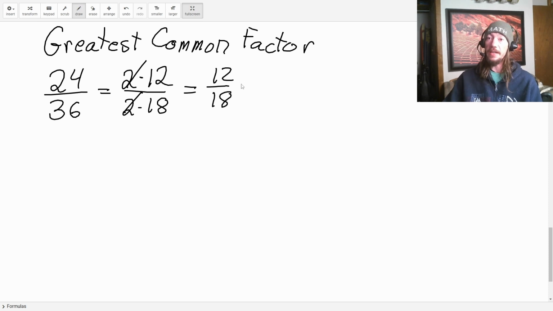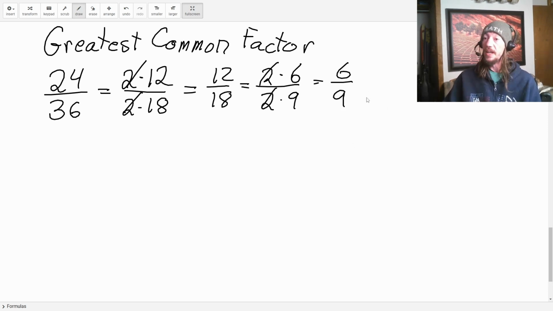But these are also even. So I can repeat this process and take a 2 out again. 12 is 2 times 6. 18 is 2 times 9. Cancel the 2's, and now I'm left with 6 over 9. We can go one step further and see that 3 is a factor of both of these. So I can take the 3 out. 6 is 3 times 2. 9 is 3 times 3. We cancel the 3's, and we're left with 2/3.